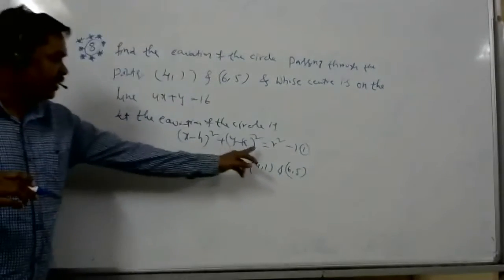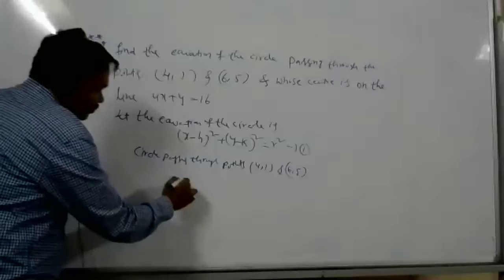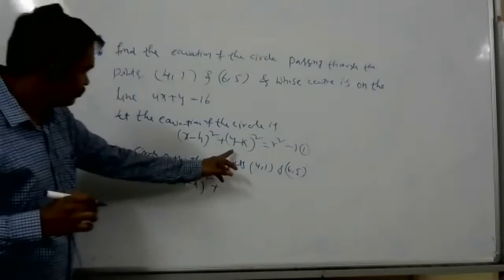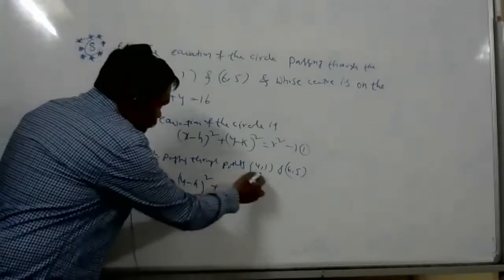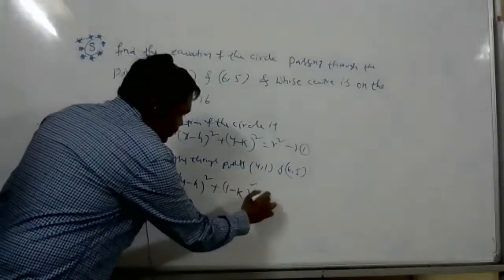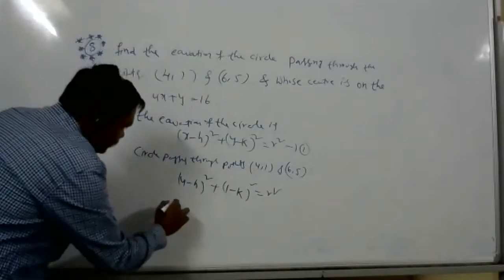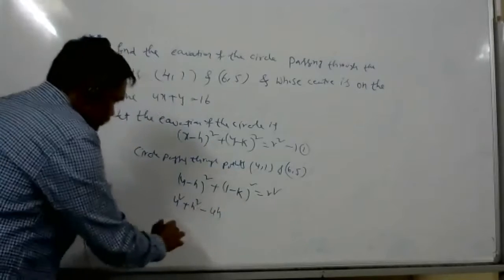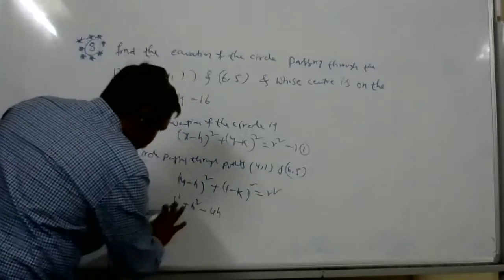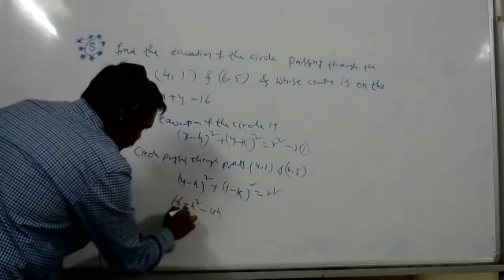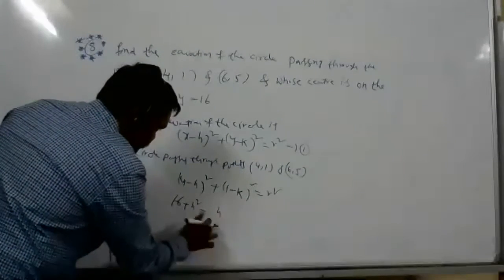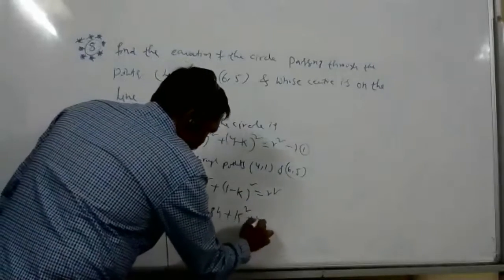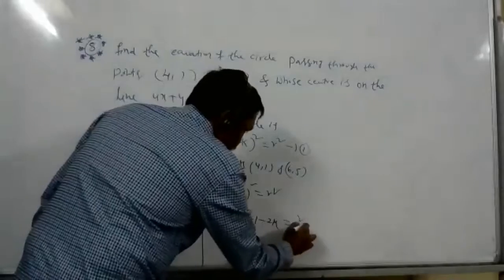Now substituting here: (4 minus h) whole square plus (1 minus k) whole square is equal to r square. Now open: 4 square is 16, plus h square minus 8h, plus k square plus 1 minus 2k is equal to r square. This is equation 2.